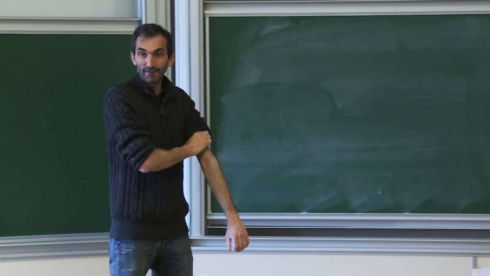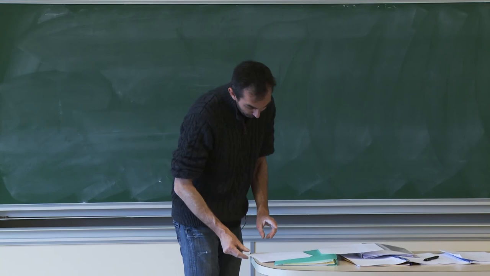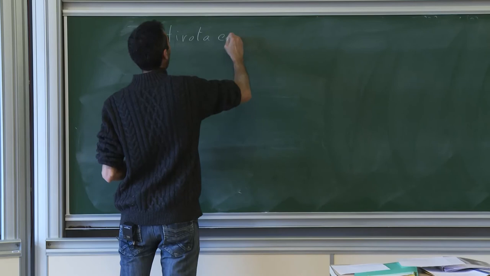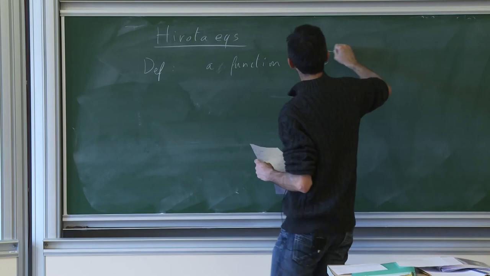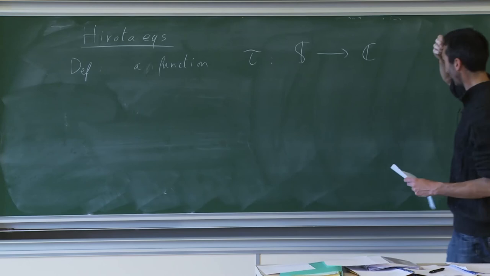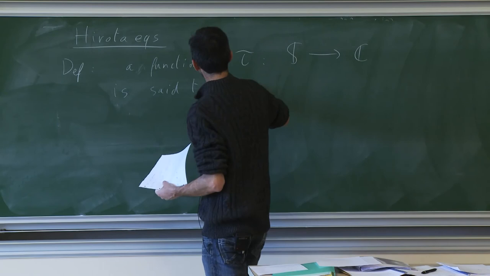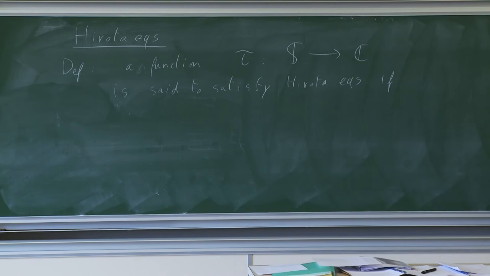So now let me go to more integrable systems. Let me state what I would like to be the Hirota equations. So the definition is that a function tau from the space of spectral curves to C is said to satisfy the Hirota equation if and only if.